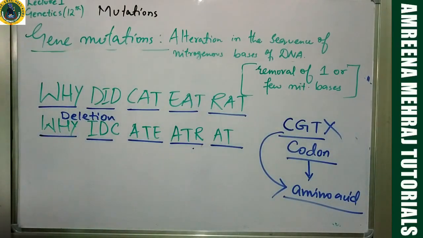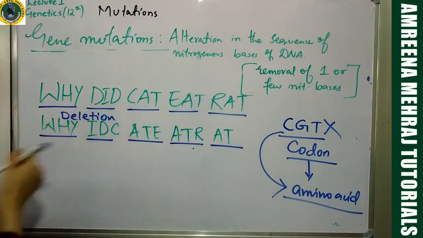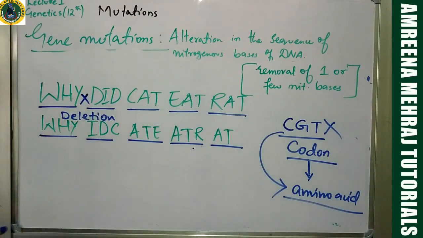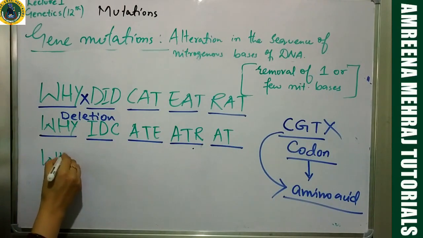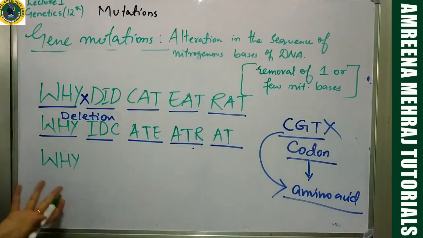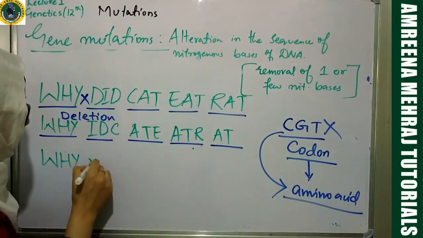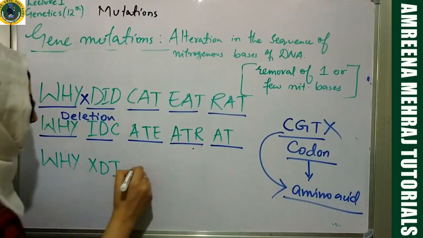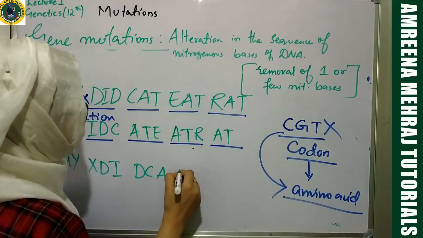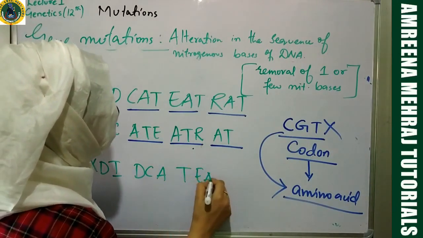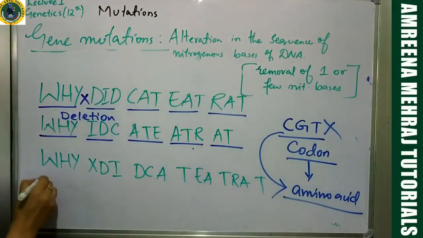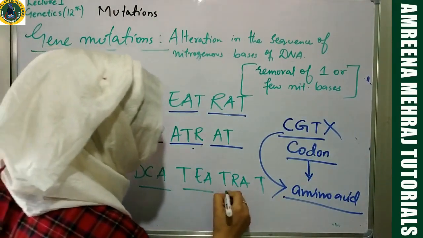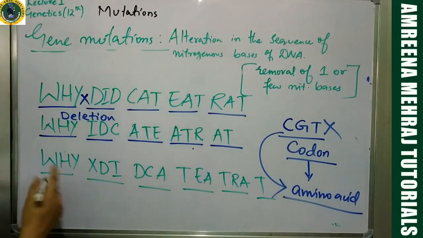Let us insert something. Over here, let us insert, say for example, X. What will be the condition now? You will have W, H, Y. So for example, the first combination doesn't get affected. Next, X, D, I. Next, D, C, A. Next, T, E, A. Next, T, R, A. Next, T. What is happening? Again, the frame is getting changed.